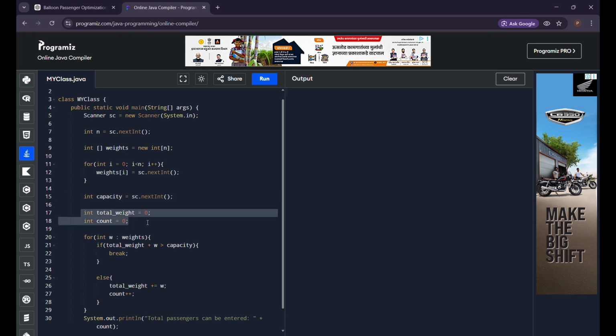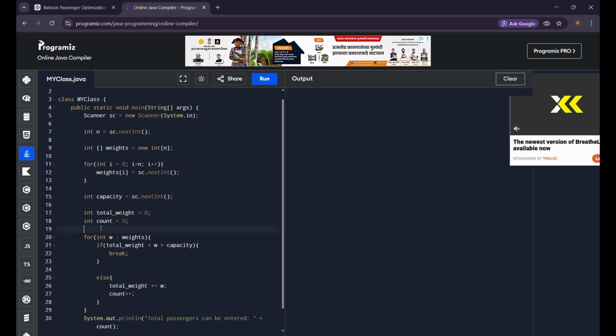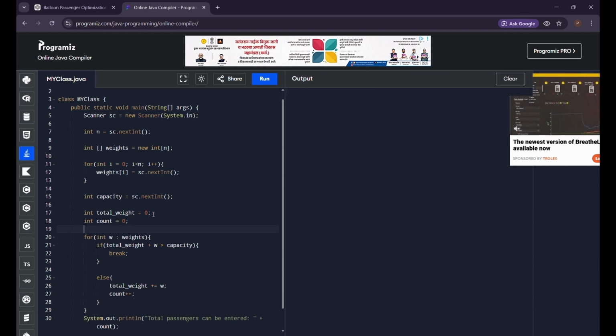After that, I am declaring 2 variables, total weight and count. Total weight is used to add the person's weight as it comes from the array, and count represents how many members we have already added to the balloon.